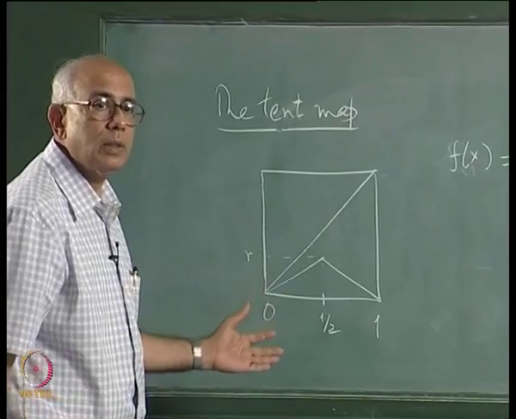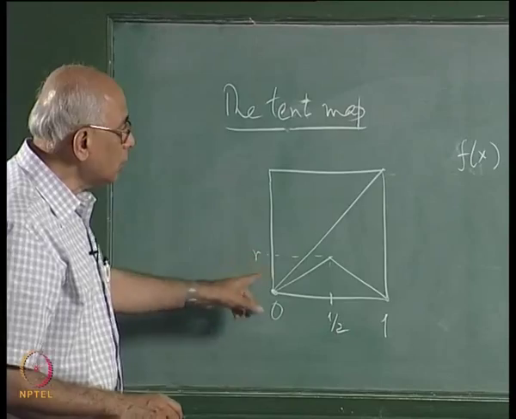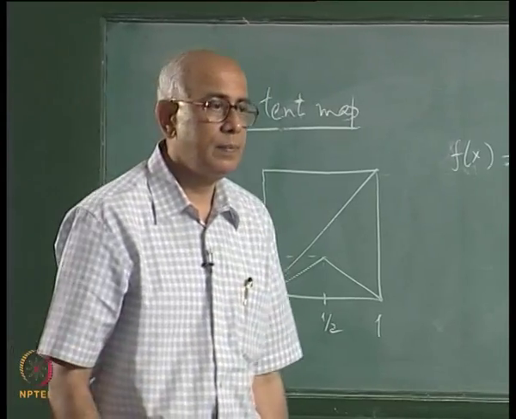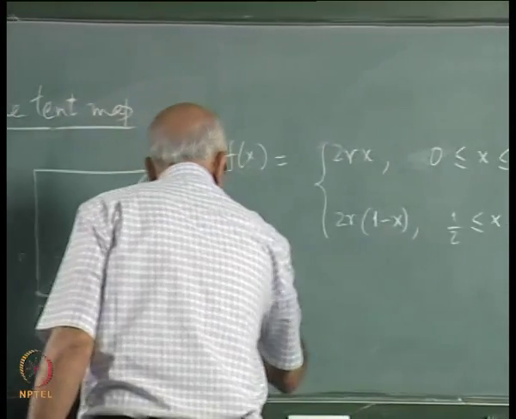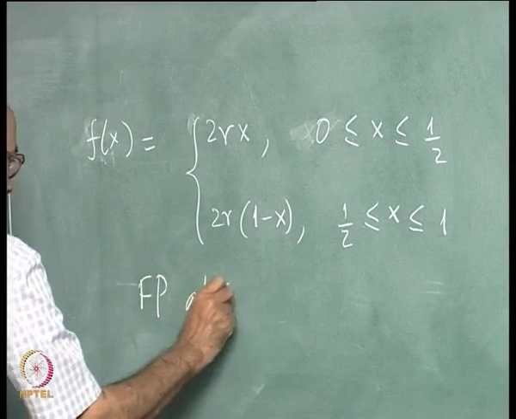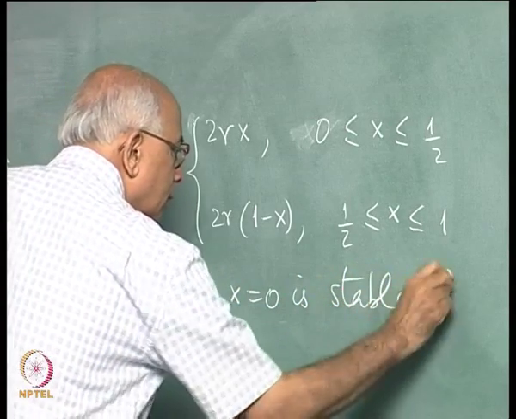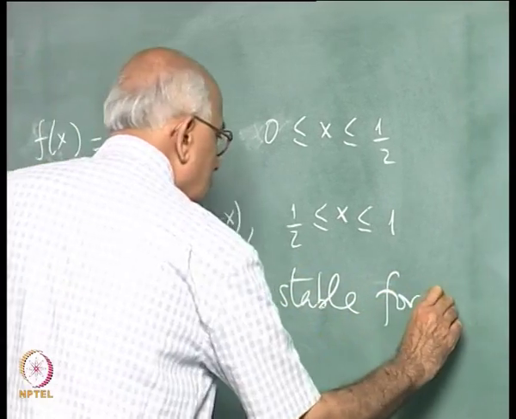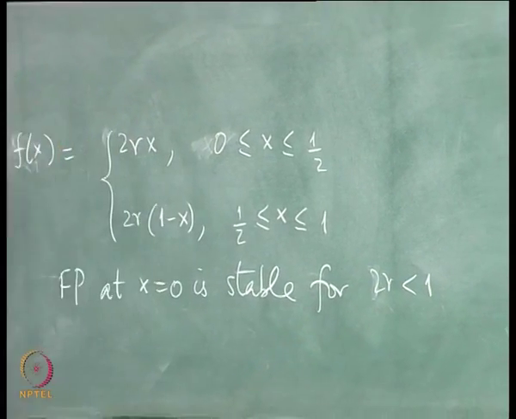The slope at the origin, which is the only fixed point in this case, is 2r. So when is this fixed point stable? When 2r is less than 1. So the fixed point at x equal to 0 is stable for 2r less than 1, or r less than a half.